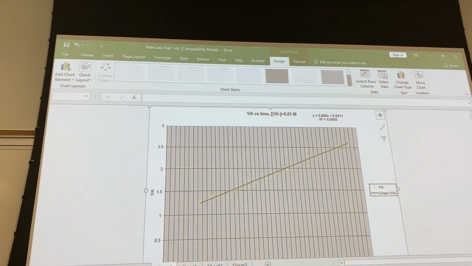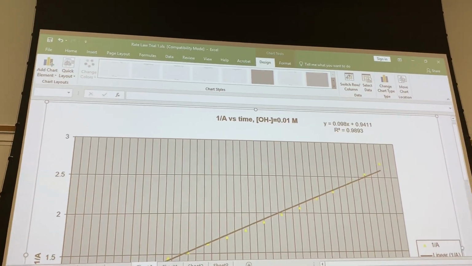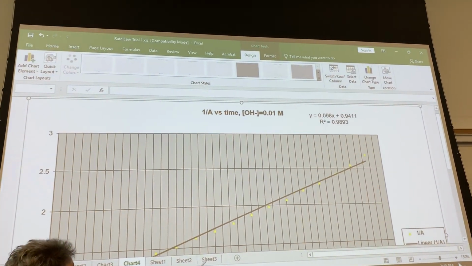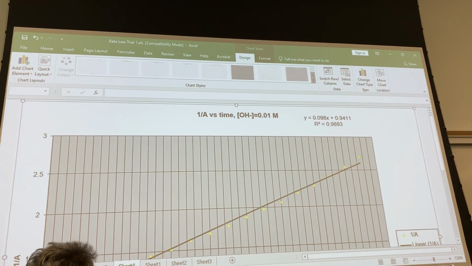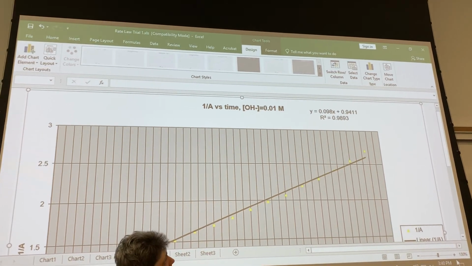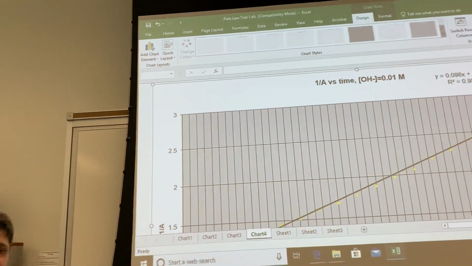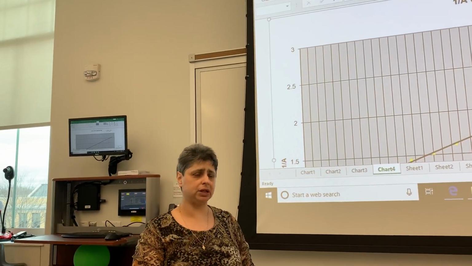So this graph here is 1 over absorbance versus time. And you can see the R squared value is lower than what we had in the previous graph. It's only 0.989. So out of the 3 graphs, which one do you think has the best linear fit?